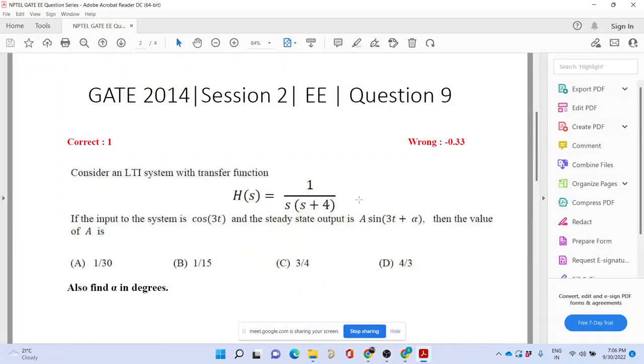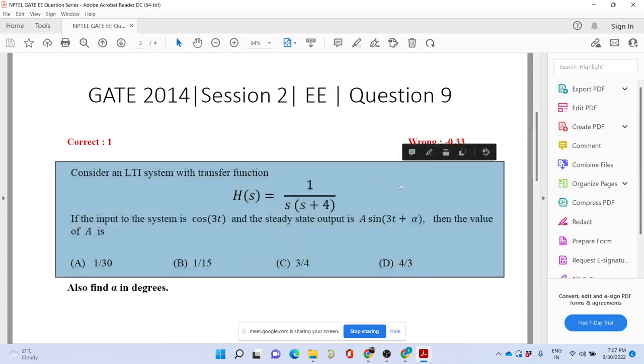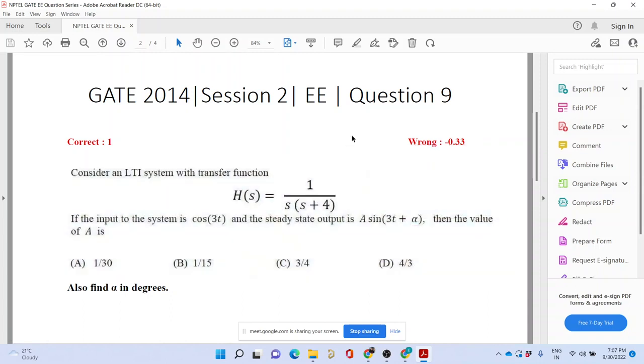Okay. So this is the first question that we will be doing. An LTI system has been given to you, the transfer function of an LTI system, and it is told to you that the input is cos 3t and the steady state output is A sin(3t + alpha). Then you have to find the value of A, and also alpha. So you find this magnitude and also the phase contributed by it. I will give you 3 minutes, and then I will ask you what results you get. So start solving that sum, and then we'll discuss.